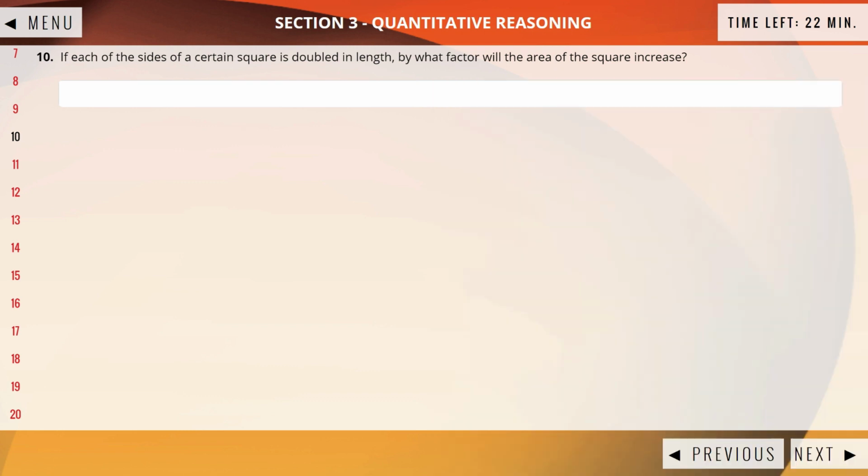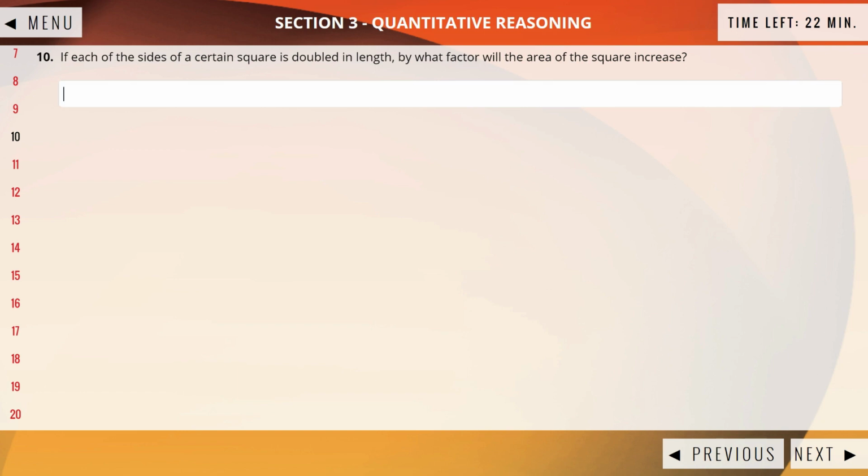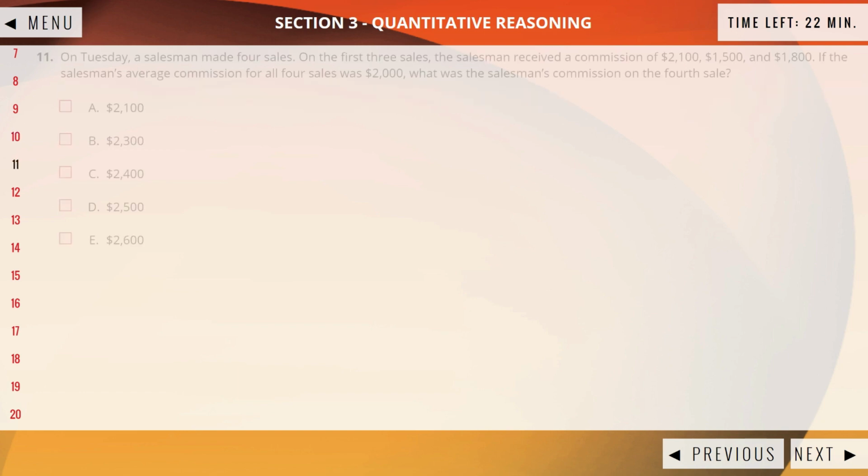Check it out. If each of the sides of a certain square is doubled in length, by what factor will the area of the square increase? It will get 4 times bigger. This is the LAV principle, which I haven't yet done a video on, but basically if the length is doubled, the area will be that scale factor squared and the volume with that scale factor cubed. So the area will be 4 times bigger. I don't even need to pick numbers for that.